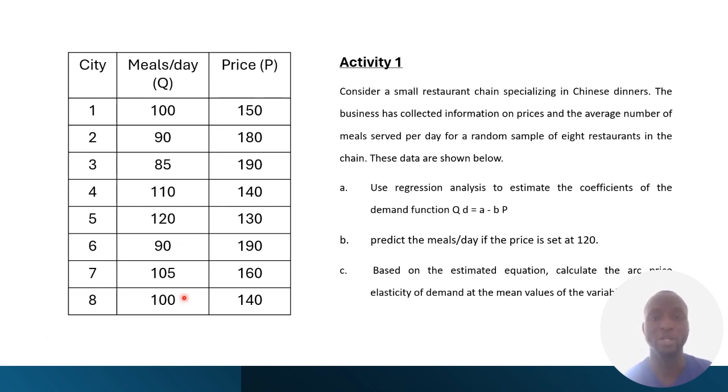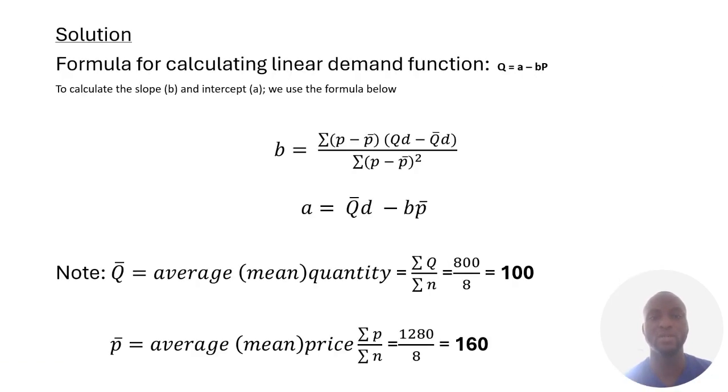So what I've done is that I already solved it, but I will take you step by step on how I calculated it. Okay, first, let's look at the solution. So we have a formula here. Remember, I said to calculate the slope, which is the B, we have to first calculate the slope, and then we calculate the intercept. So that is why I put it in this order.